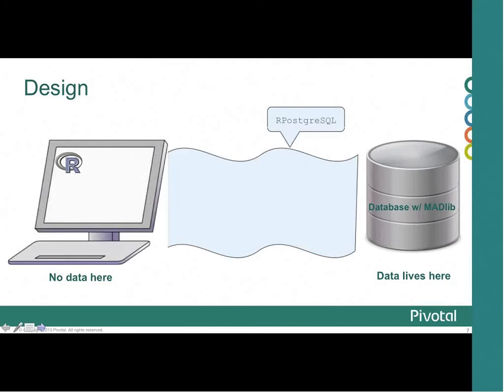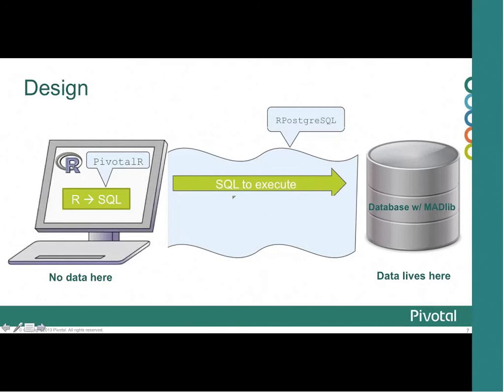So let's see how this works here. Using the PivotalR library in R, you bring that up on your client machine, and the end user writes R syntax, writes code in the R language. What PivotalR does is translate that R code into SQL. And that string of SQL is then pushed across this R PostgreSQL pipe and sent to the database. Once that SQL is in the database, it gets executed there, and all that heavy lifting is done, again, purely inside of the database.